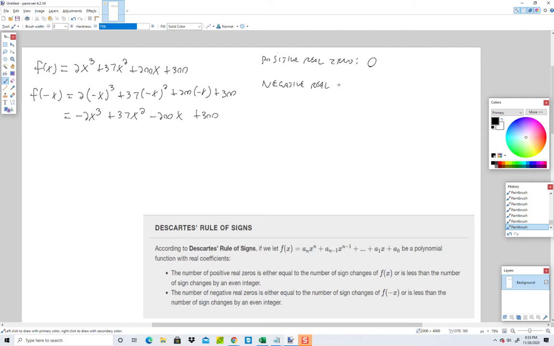Okay, so the negative real zeros. It says the number of negative real zeros is equal to the number of sign changes. So let's look at that first. This is a negative, changed to a positive, so that's 1. Then it changed to a negative, that's 2. Then it changed back to a positive, that's 3. So it can be 3, or less than the number of sign changes by an even integer. What that means is you can keep subtracting 2. So 3 minus 2 gives us 1. So the number of negative real zeros will either be 3 or 1. Okay, well, let's go graph this now.